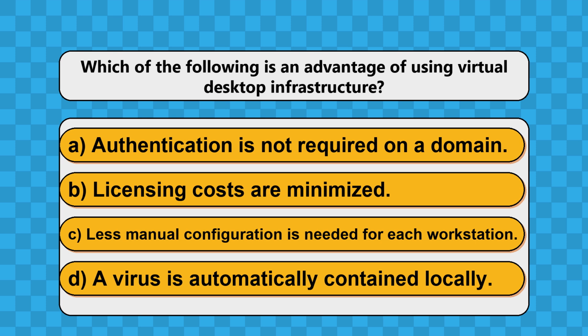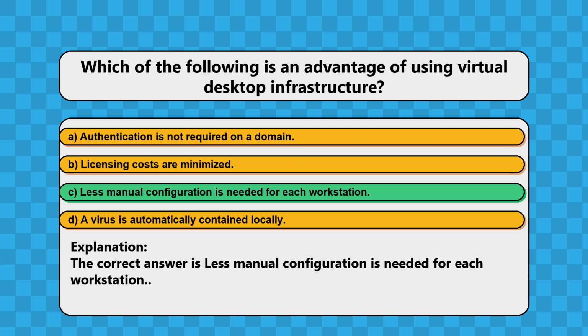Option B, licensing costs are minimized. Option C, less manual configuration is needed for each workstation. Option D, a virus is automatically contained locally. The correct answer is option C, less manual configuration is needed for each workstation.